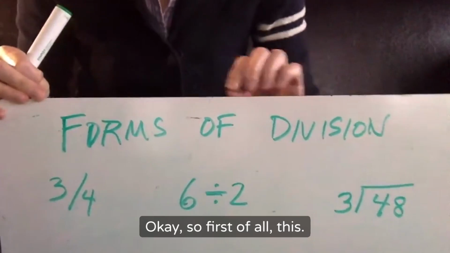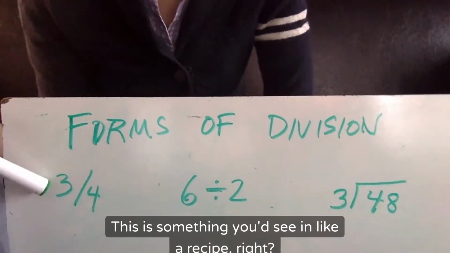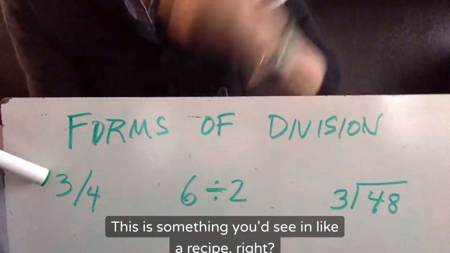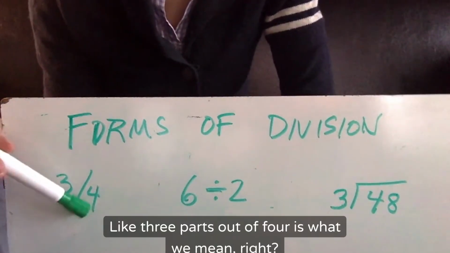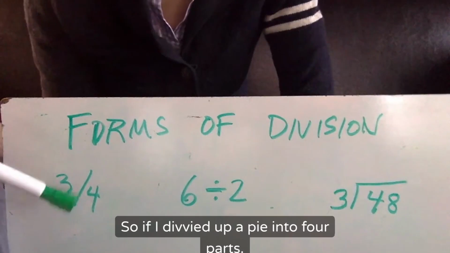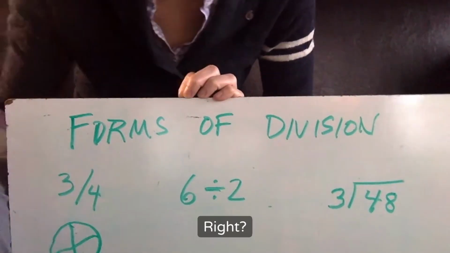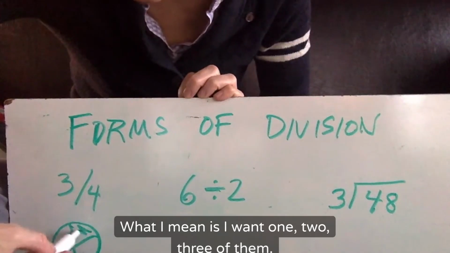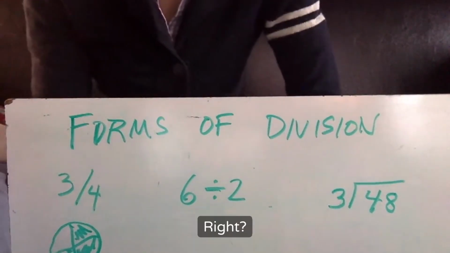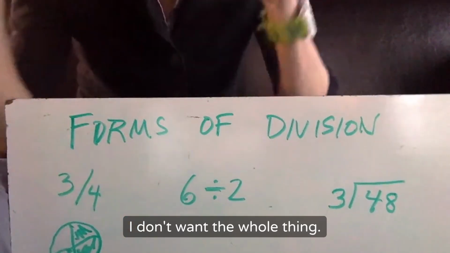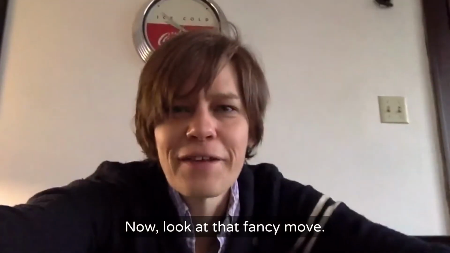Okay, so first of all, this is something you'd see in a recipe, right? In a cookbook. Like 3 parts out of 4 is what we mean, right? So if I divvied up a pie into 4 parts, what I mean is I want 1, 2, 3 of them, right? I don't want the whole thing. I want 3 parts out of 4.